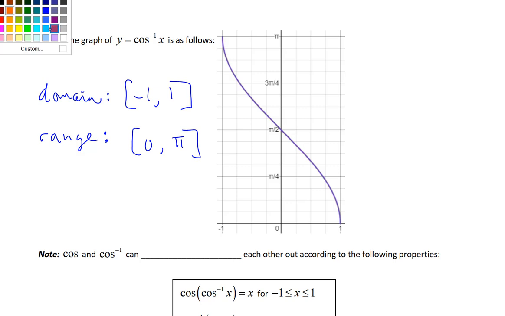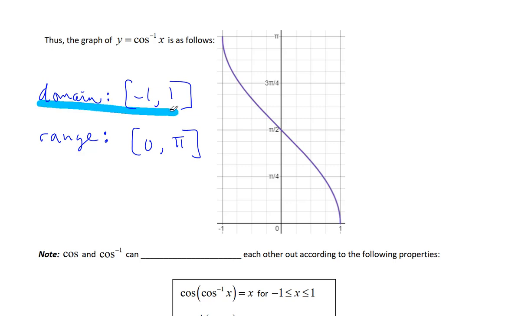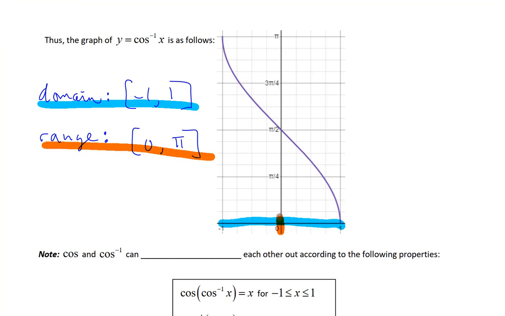Okay, so again, if we mark this maybe with some helpful colors, you'll notice the domain this time goes from -1 to +1, and then the range goes from 0 at the bottom up to pi at the top. And so you're getting a different slice than we used for sine, but it's the same idea. You're just cutting the original parent function and using only a portion of it.